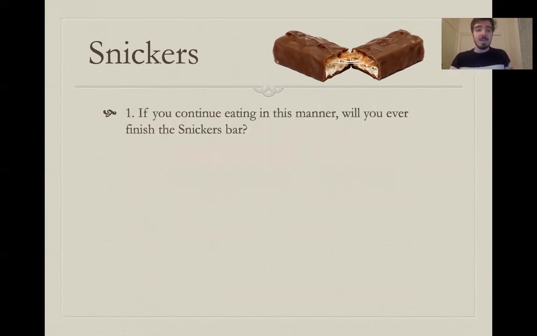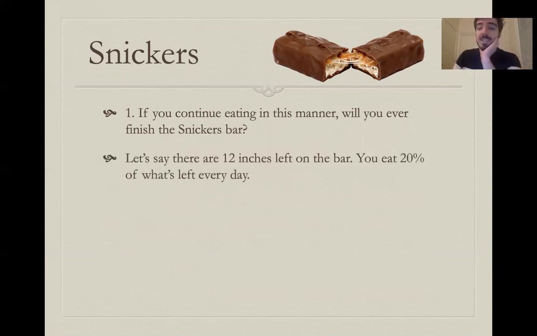Okay. So now let's answer the first question. If you continue eating in this manner, will you ever finish the Snickers bar? Well, let's say that you actually do get to the point where there's 12 inches left on the bar. You've been eating 3 inches a day, but now there's only a foot left, right? 12 inches left. You eat 20% of what's left every day from then on.